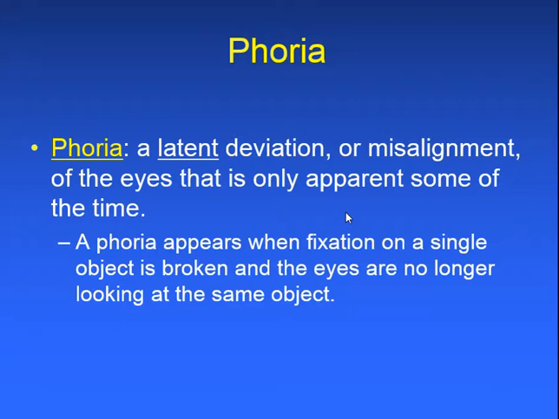So again, aphoria we would define as a latent deviation. So it's a situation where the eyes want to be misaligned with each other, and we'll see an example of this in a bit, but that they stay in alignment as long as the brain is able to align both eyes together.